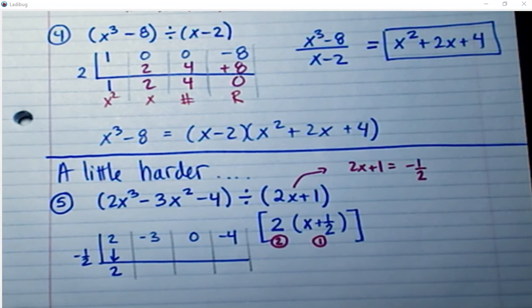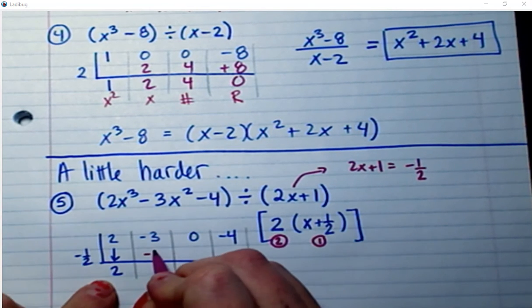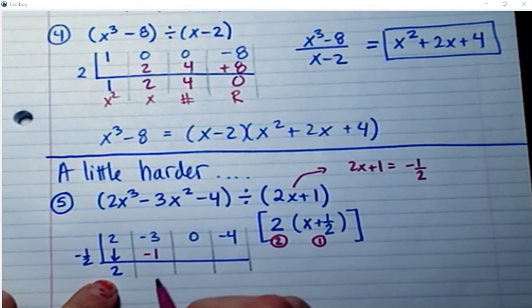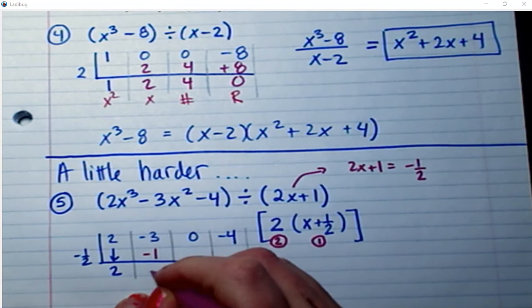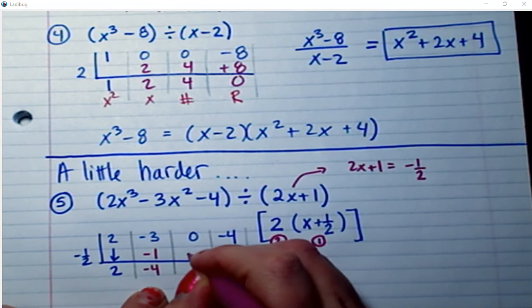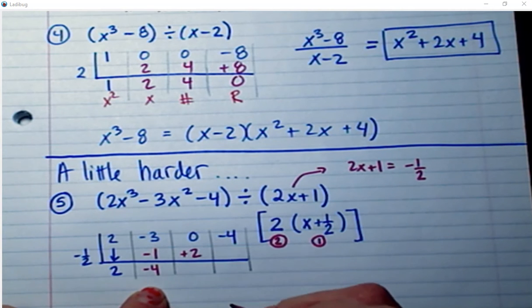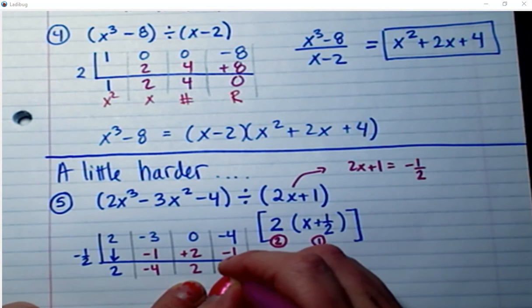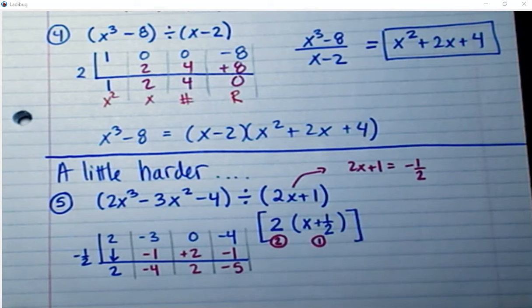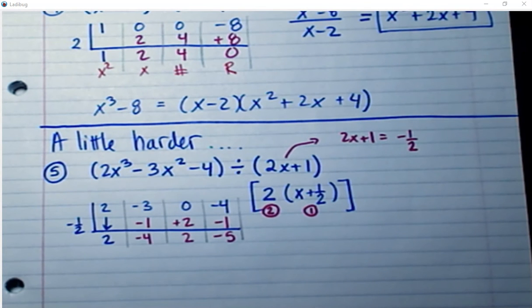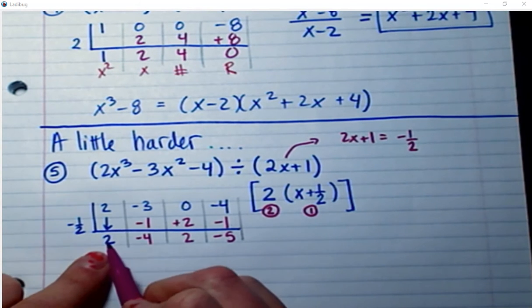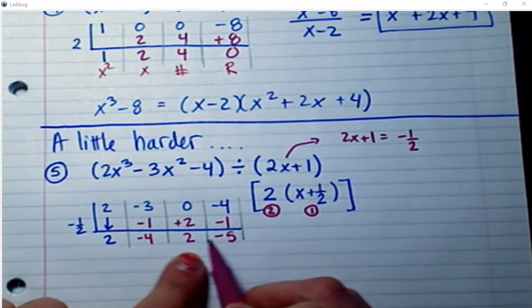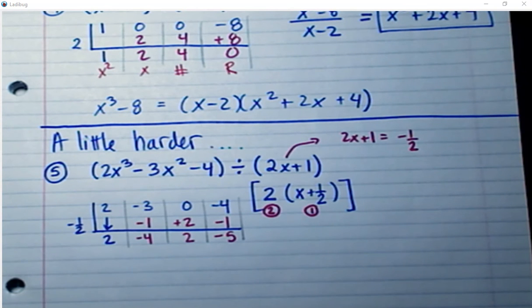All right. Okay, here we go. So minus 1. So minus 4. Positive 2. Minus 1, minus 5. Okay, so I'm just going to check. Cube, squared, x, number, remainder. Okay, so I didn't miss any columns.